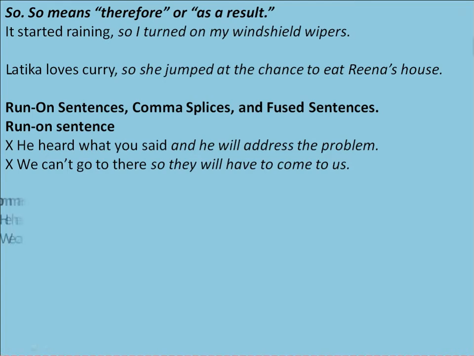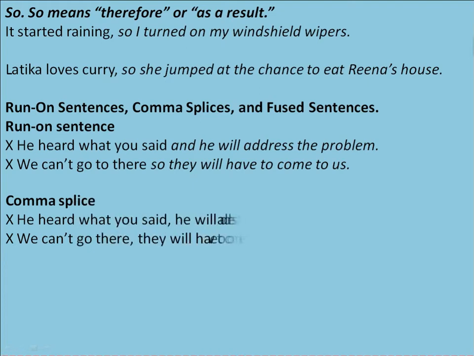Now let's understand what the problem of comma splice is. He heard what you said, comma, he will address the problem. We can go there, they will have to come to us. Here you as a writer use the comma correctly, very good, to join two independent sentences. But what are you failing to do? You are failing to use the coordinating conjunction in between. What are you going to tell us? What is the meaning of your sentence, right? So here you are missing your coordinating conjunction. So this problem is called a comma splice.